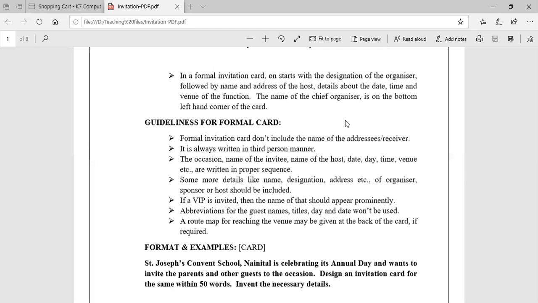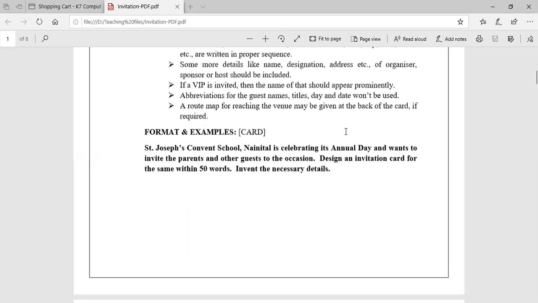You can also see an example. We have an example. You can also go through it. Saint Joseph's Convent School, Nainital is celebrating its annual day and wants, third person singular, so we are using verb plus s, wants to invite the parents and other guests to the occasion. Design an invitation card for the same within 50 words. Invent the necessary details and everything. Likewise, you will also receive a question. You have to identify that.